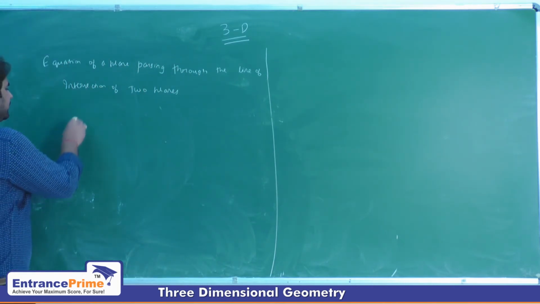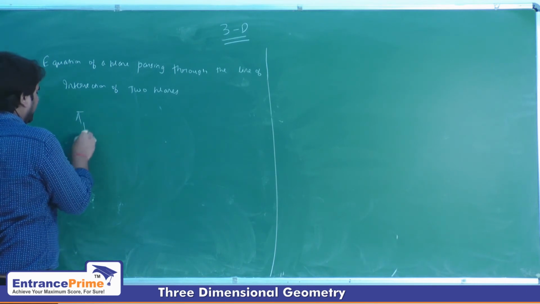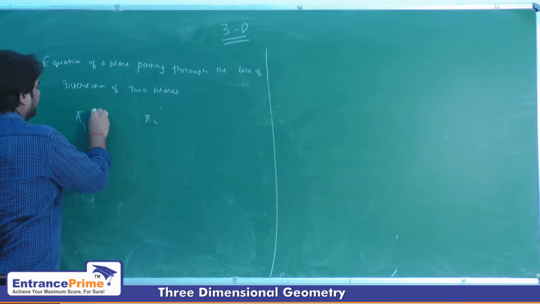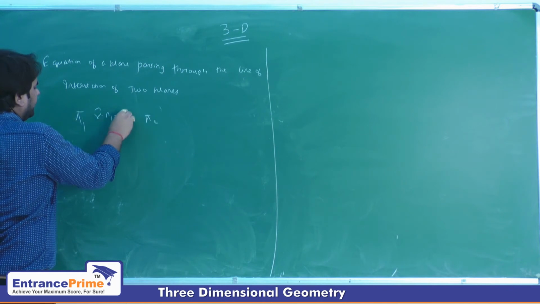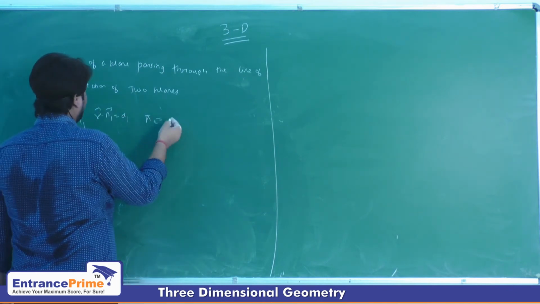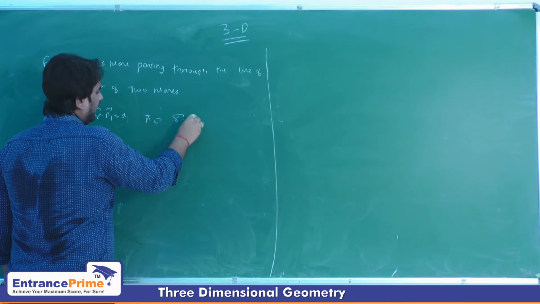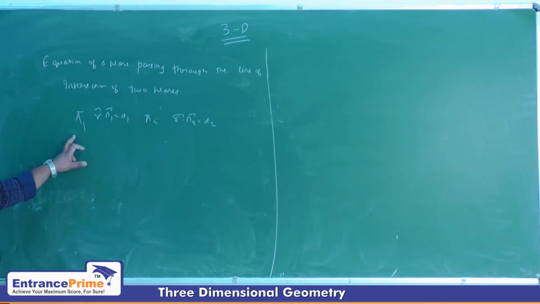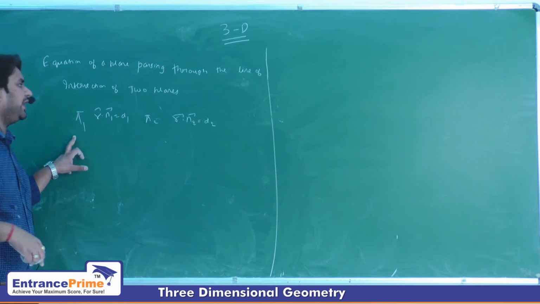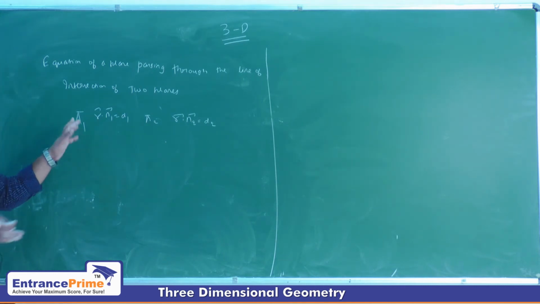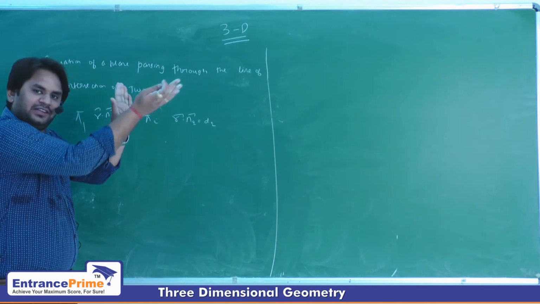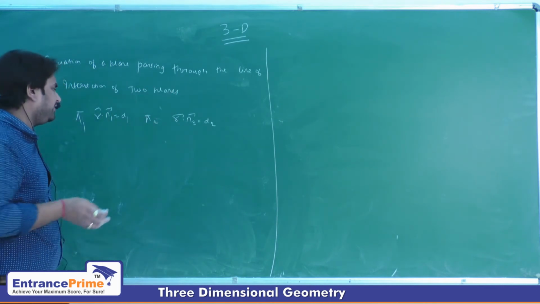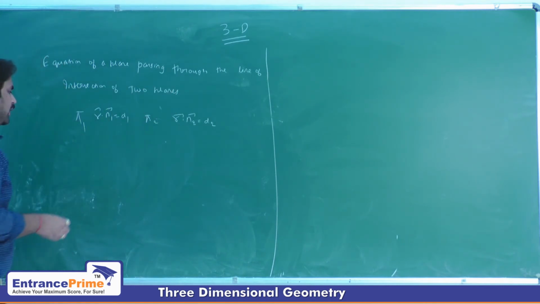I am taking two planes. One plane is your pi 1, the other plane is pi 2. Pi 1 is R dot n1, that is equal to d1, and the second plane is R vector dot n2 vector, that is equal to d2. So these are the two planes, pi 1 and pi 2, and the third plane is passing through the line of intersection of these two planes. So what will be the equation of the third plane?